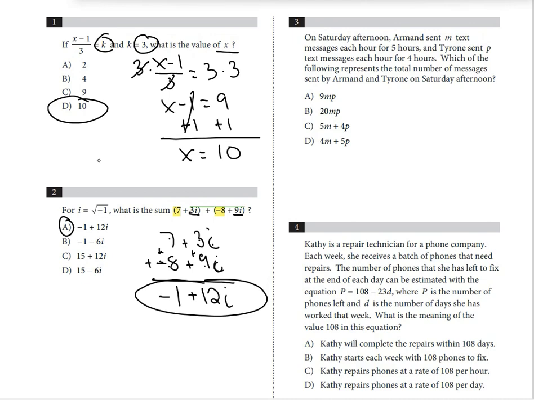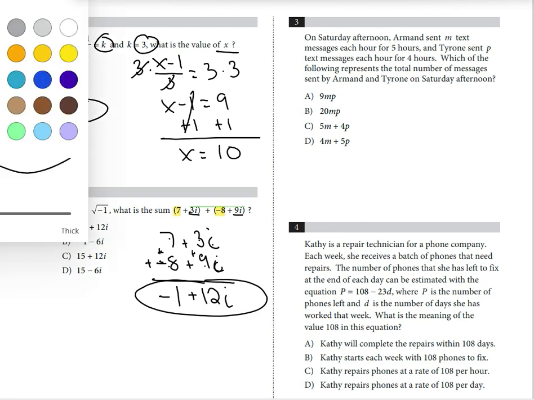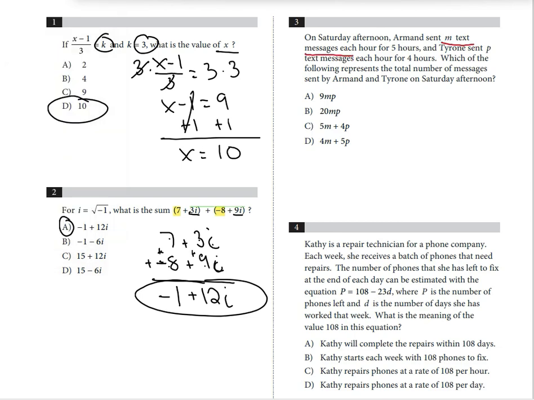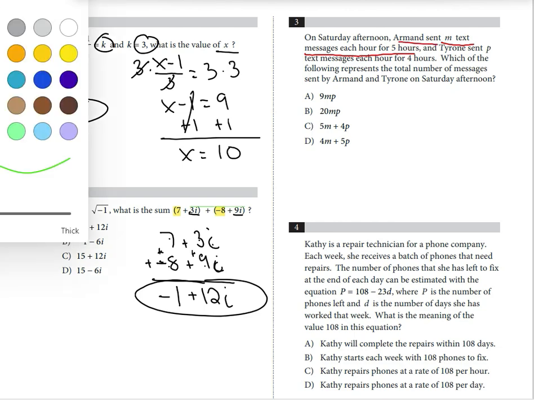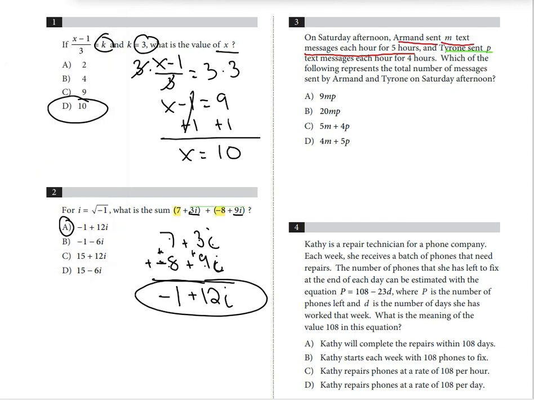All right, number 3. Saturday afternoon, Armand sent M text messages each hour for 5 hours. So let me underline this in red. M text messages for 5 hours, so that's Armand. And then Tyrone sent P text messages each hour for 4 hours. Which of the following represents the number of messages sent by Armand and Tyrone on Saturday afternoon, right?